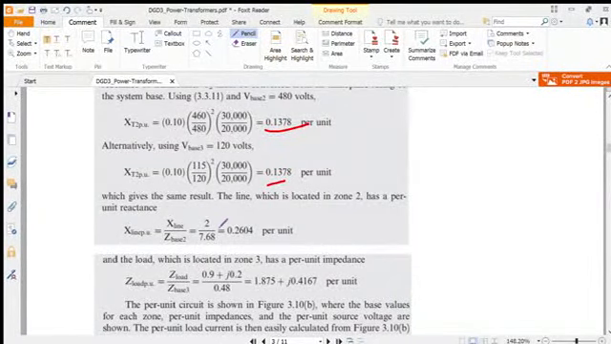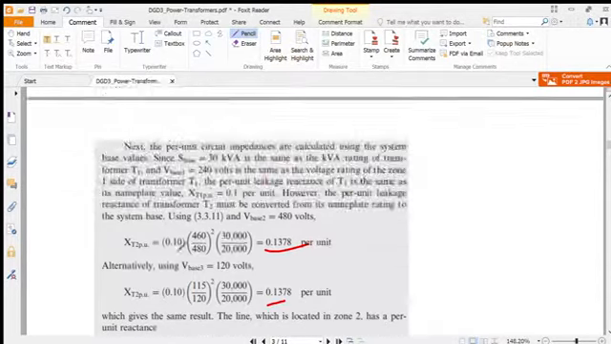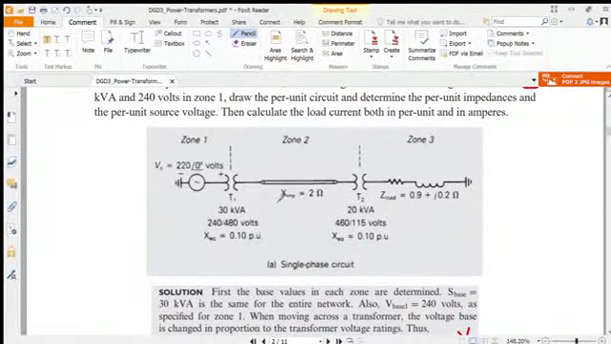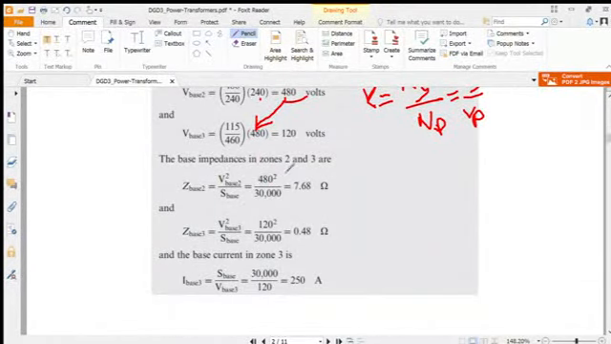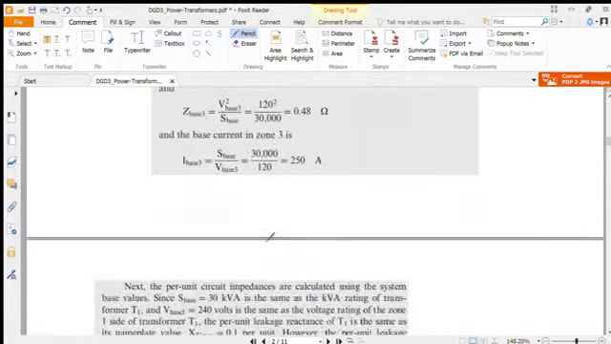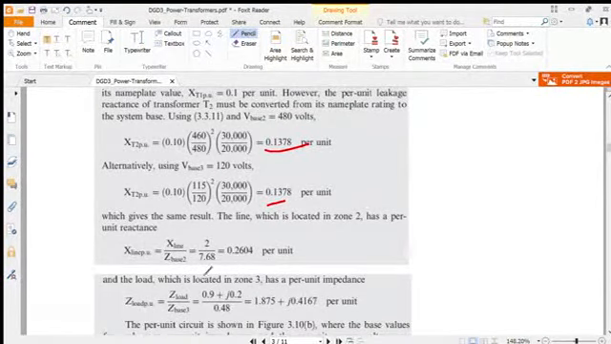So now what is the transmission line per unit value? We know that the per unit value is the actual value divided by the base value. The transmission line falls under zone 2, the actual value is 2 ohm, and the base value in zone 2 is 768. So we put 2 as the actual value and 768 as the base value, and we got the per unit value of the transmission line.